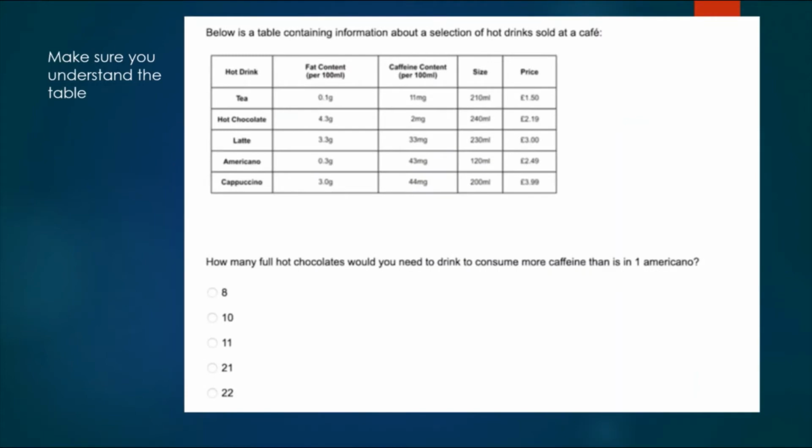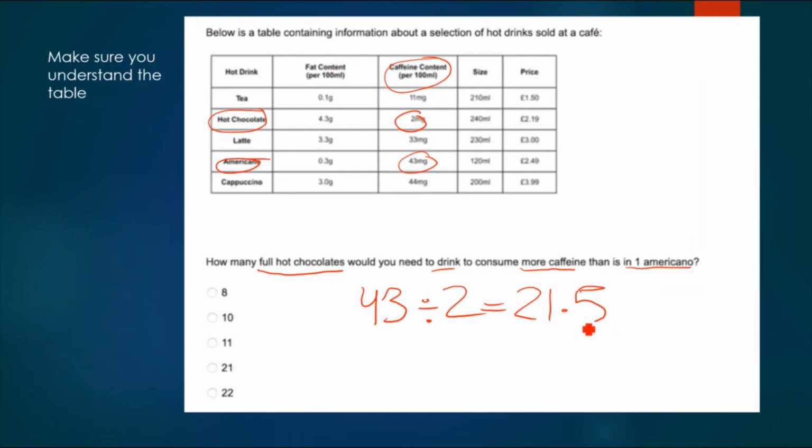So below is a table containing information about a selection of hot drinks sold at a cafe. What the question is asking is, how many full hot chocolates would you need to drink to consume more caffeine than in one Americano? So what a lot of people would do for this question is they would look at Americano, they would look at caffeine content, and they would look at hot chocolates. So Americano, that is 43, they would do 43 divided by hot chocolates, which is 2, 43 divided by 2, 21.5, and then they would just round it up to 22, and they would choose 22 as the right option.